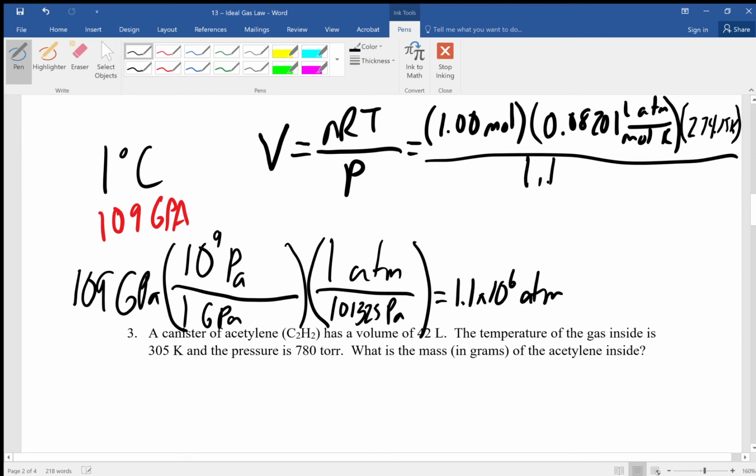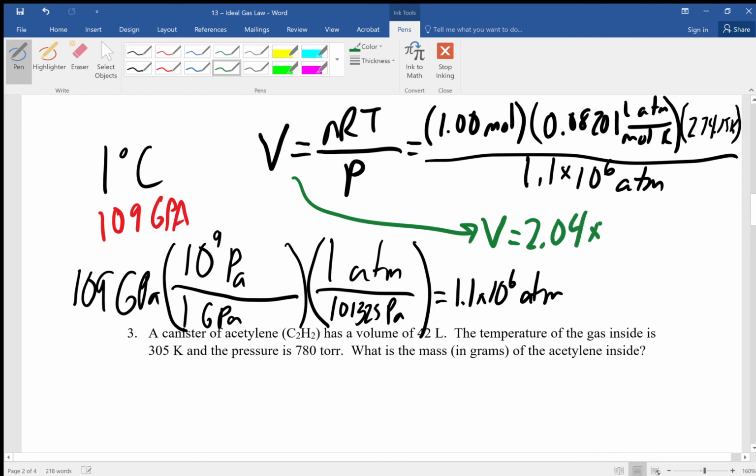We can plug that in up here in our equation for pressure. And then it just becomes a matter of doing our calculation and solving for V. And if we've done everything correctly, we get that our new volume, so our volume was 22.4 liters, but because of this new pressure, we're now at 2.04 times 10 to the minus 5 liters.